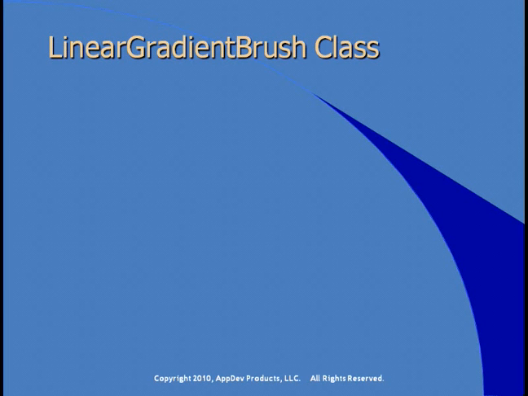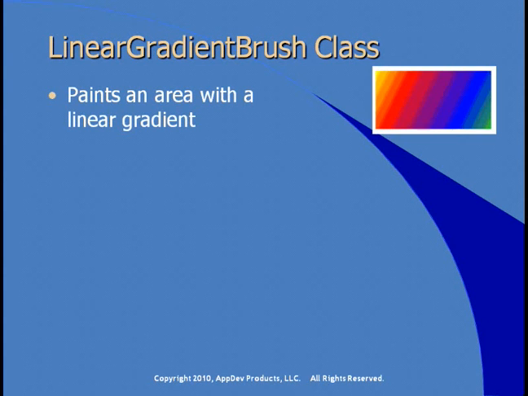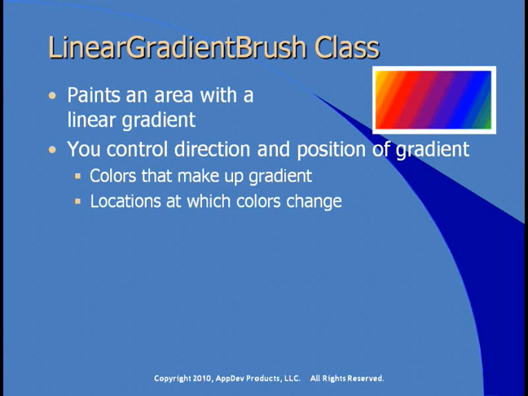A linear gradient brush instance paints an area with a linear gradient. Looks something like this. Reminds me of the 60s in tie-dye. You probably weren't old enough, but that's the effect you get. Normally you don't use 4 or 5 colors, as I have in this demonstration. You control the direction and the position of the gradient. You control the colors that make up the gradient, and you control the locations at which those colors change.